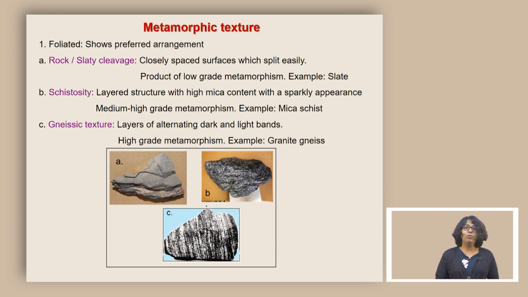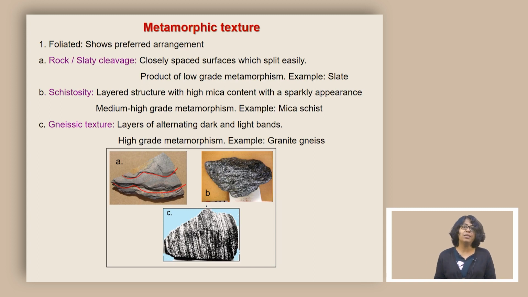So, we are going to find all kinds of patterns that are inclusive of these foliation planes, and we are going to see that there can be things which are foliated and which have different types. The first one is rock cleavage or slaty cleavage, which are closely spaced surfaces that can be split easily, and it is generally a response to low grade metamorphism. A good example is slate, where if we break it, it tends to break in a preferred direction, and those are called slaty cleavage.